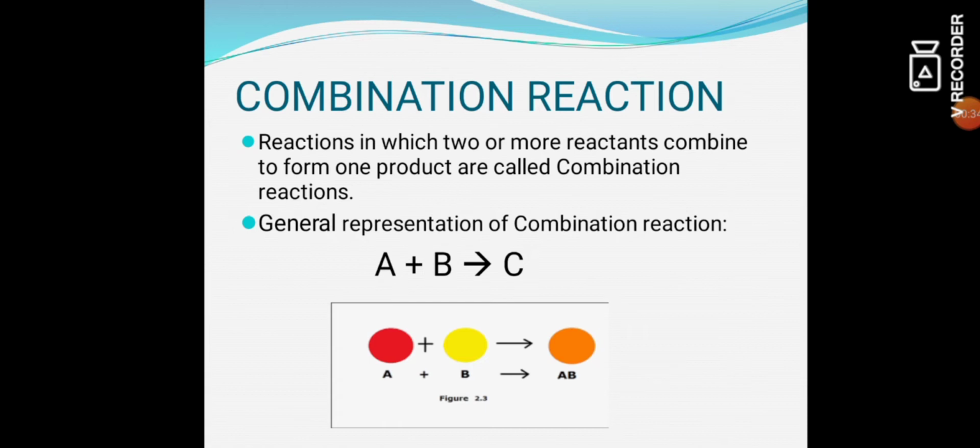In this slide, you can see the general representation of combination reaction: A plus B gives C. Both A and B represent the reactants and C represents the single product. Here the pictorial representation of combination reaction can also be seen in this slide. For understanding more, here is a small demonstration of combination reaction.